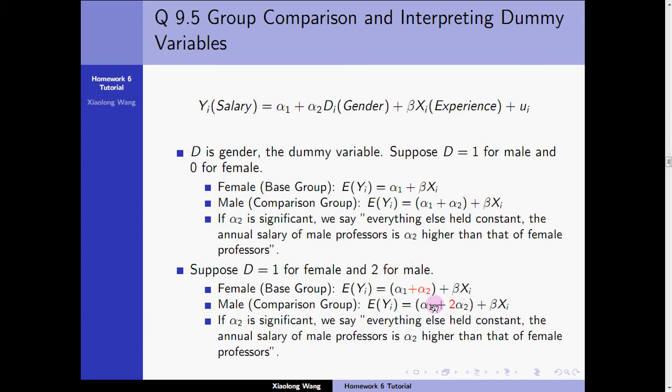So if alpha 2 turns out to be significant, we say that everything else held constant, the annual salary of male professors is alpha 2 higher than that of female professors. So this is how we interpret the coefficient of the dummy variables, and it measures the difference between two groups in terms of the dependent variable.